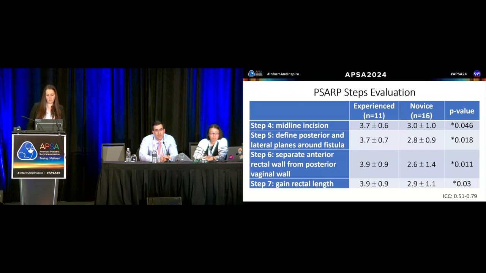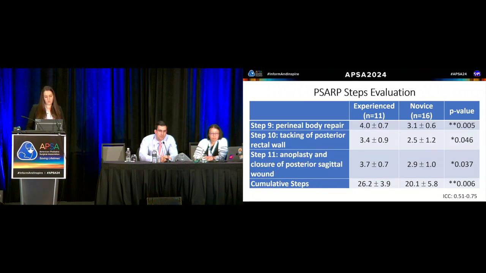Additionally, pediatric colorectal raters indicated that the model combined with the PSARP-specific assessment tool could distinguish between the experienced and novice participants on all steps of the PSARP procedure, with inter-rater reliability scores indicating good to moderate reliability.